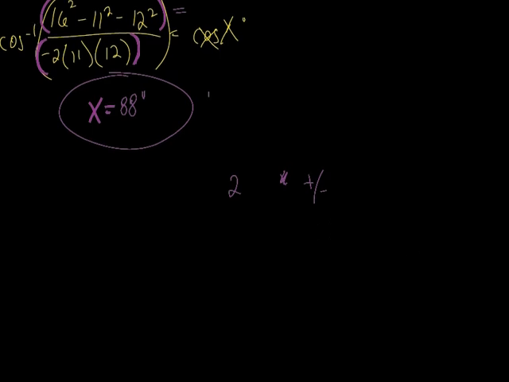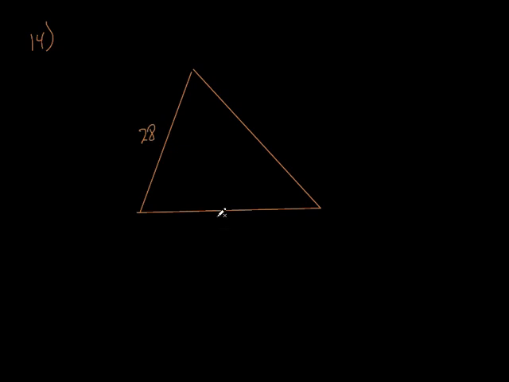Which one are we doing? 14? Okay. Let's change colors here. Alright, let's check out 14 then. So it looks like that, something like that. Close enough. And 28, 26, and 30. Is that right? I think it is. 14? Yep, and we're trying to find x, which is this one down here.